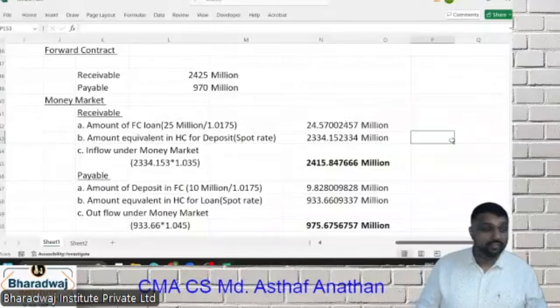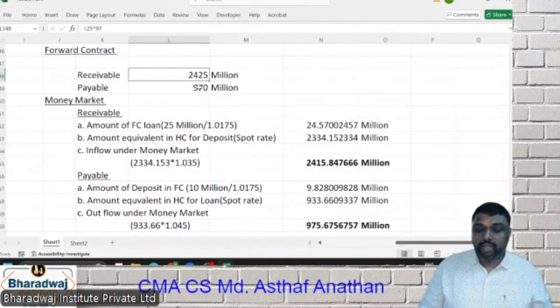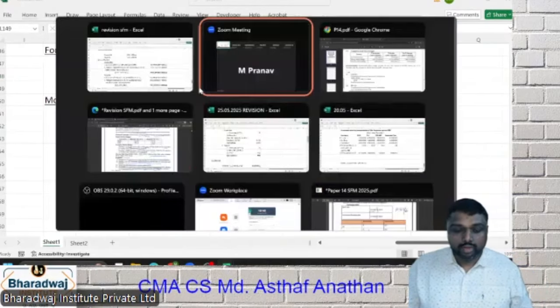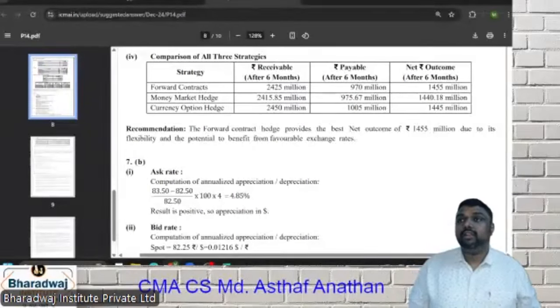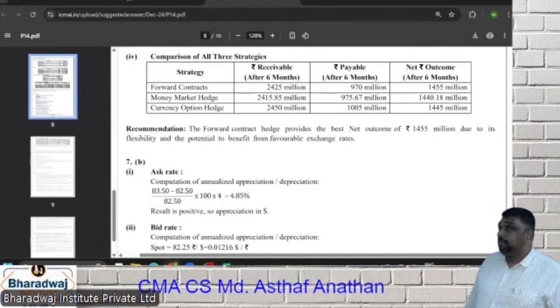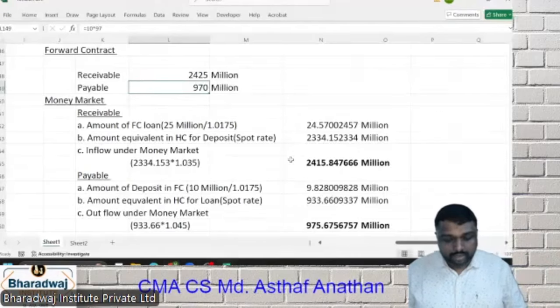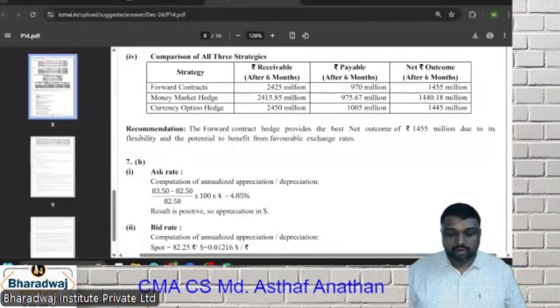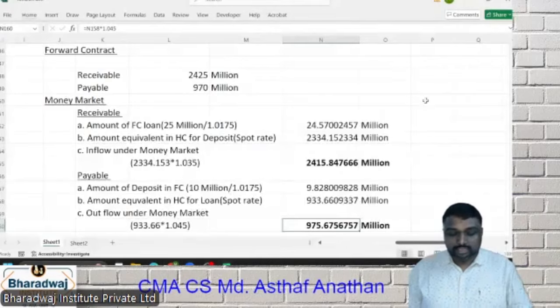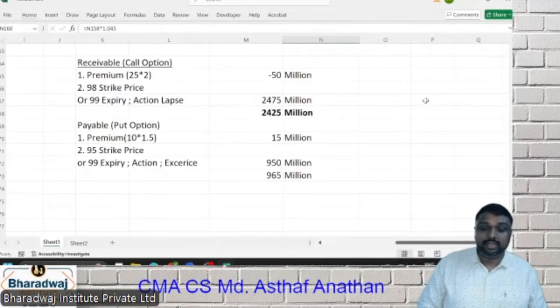So, my dear friends, now what you can do, your forward contract is 2525970. So net will be 1455. You can just adjust this. So this is the comparison table. Money market, you have 2415975. Currency option, I have already told you, your study material is done a little wrong.